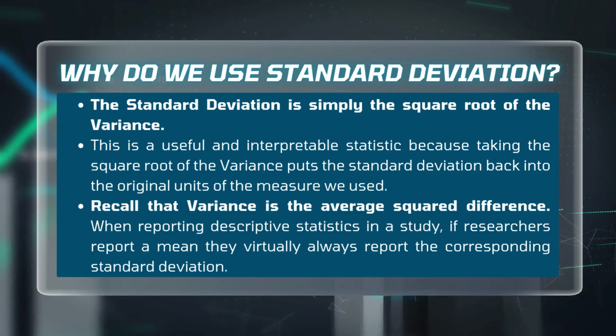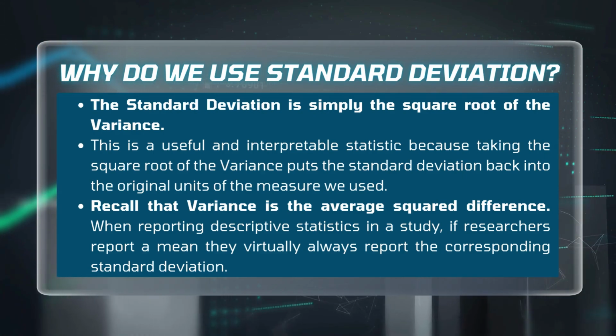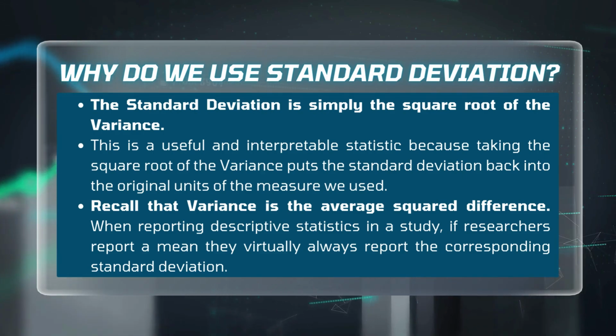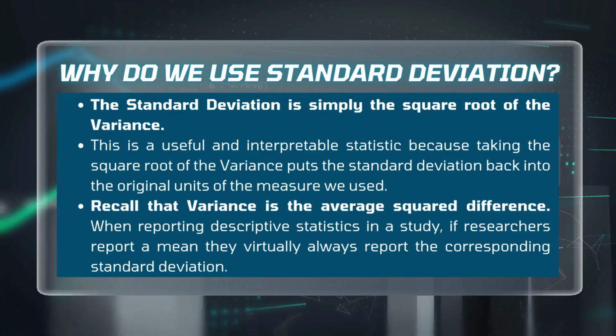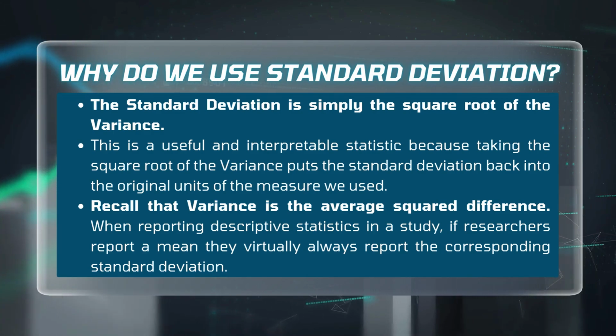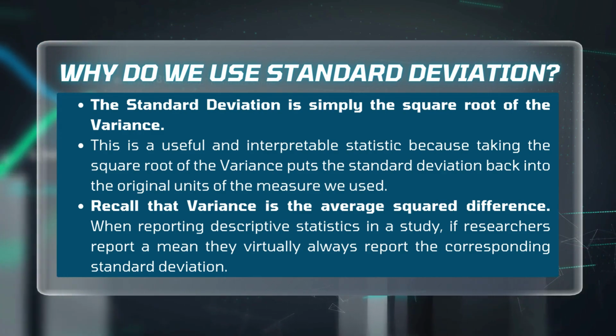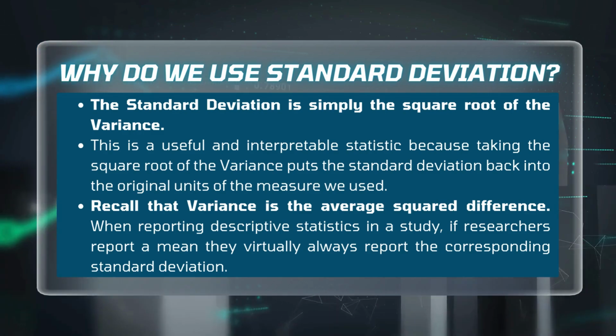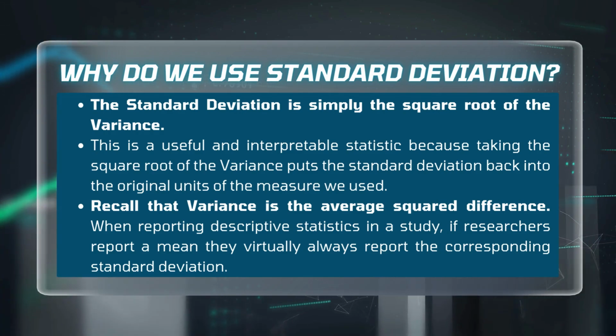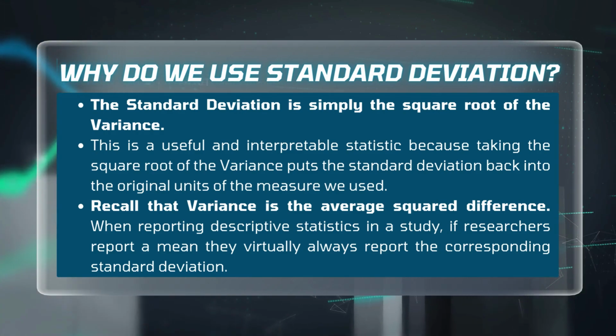The standard deviation is simply the square root of the variance. This is a useful and interpretable statistic because taking the square root of the variance puts the standard deviation back into the original units of the measure we used. Recall that the variance is the average squared difference. When reporting descriptive statistics in a study, if researchers report a mean, they virtually always report the corresponding standard deviation.